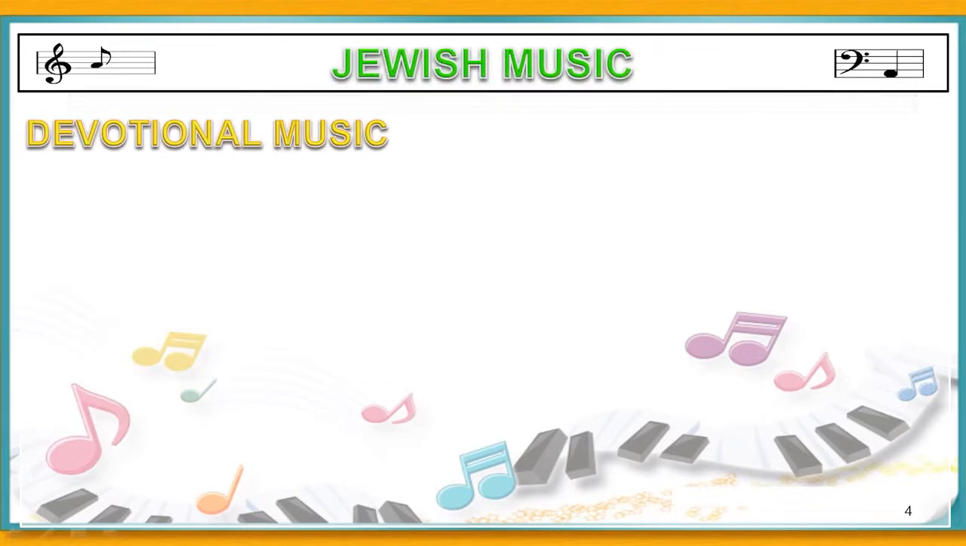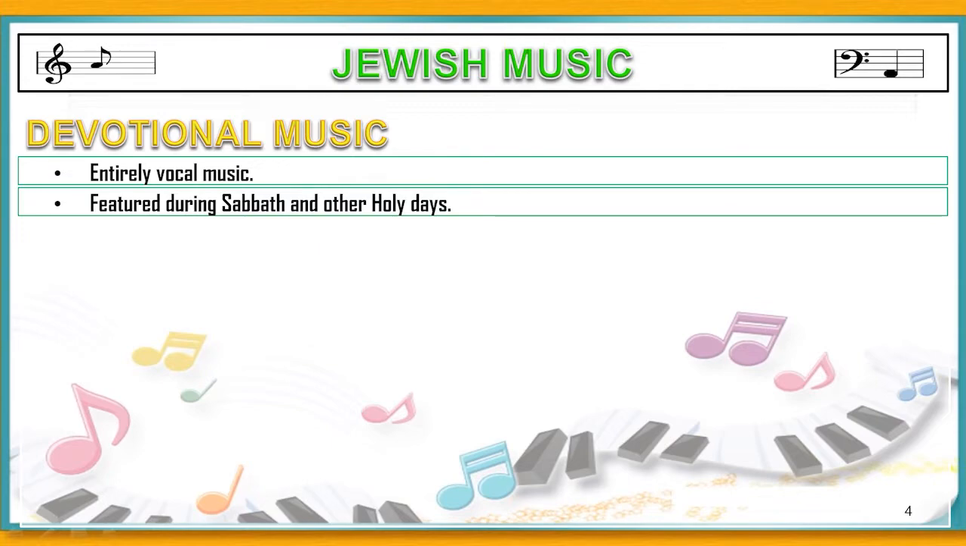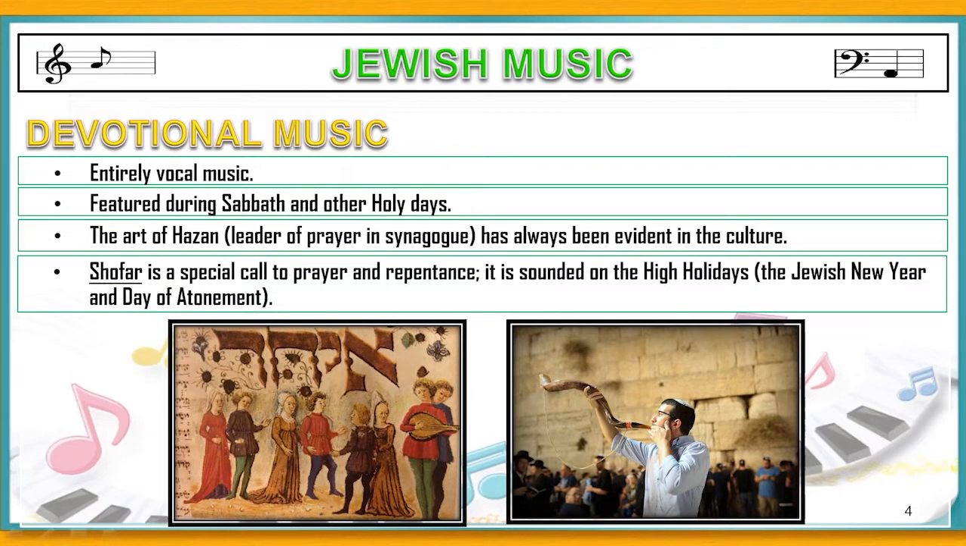Jewish music is divided into 2, and the first one is devotional music. This is entirely vocal music, featured during Sabbath and other holy days. The art of the hazzan, the leader of prayer in the synagogue, has always been evident in the culture. Shofar is a special call to prayer and repentance. It is sounded on the high holidays, the Jewish New Year, and the Day of Atonement.